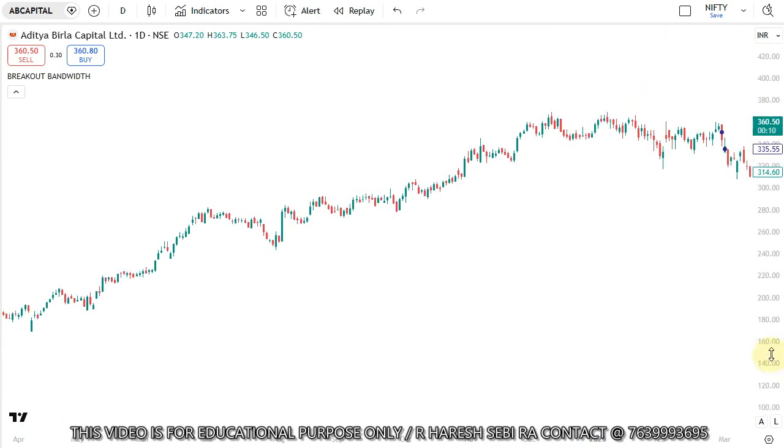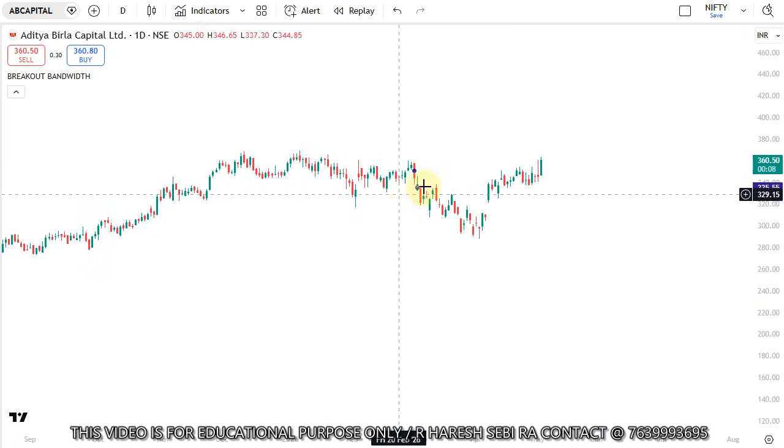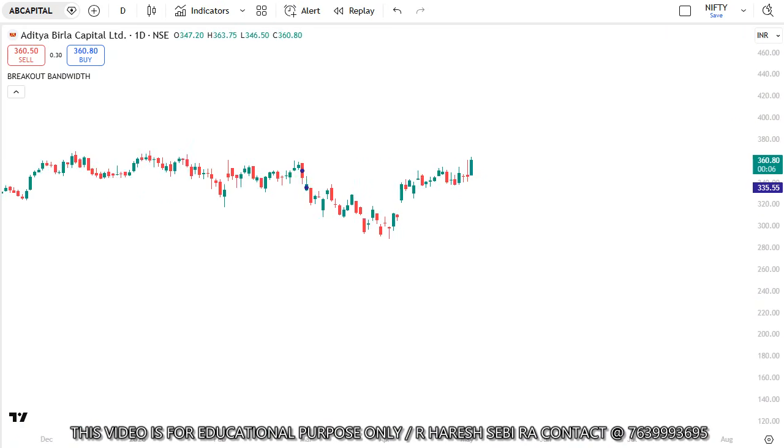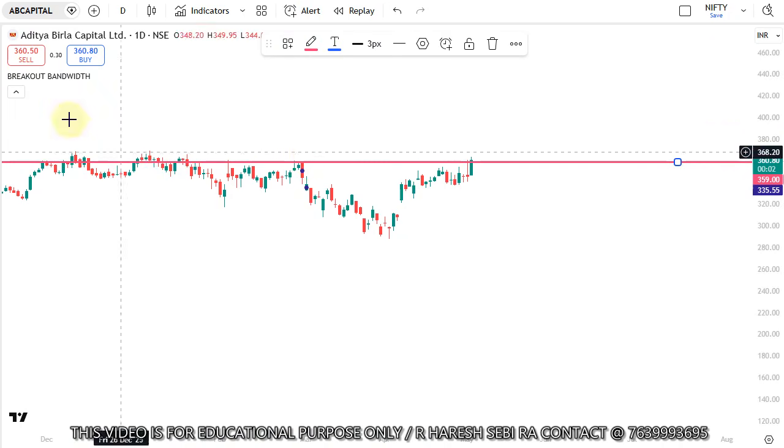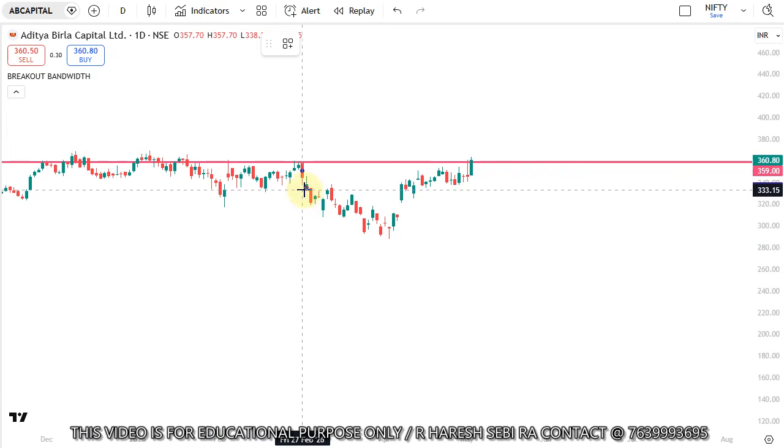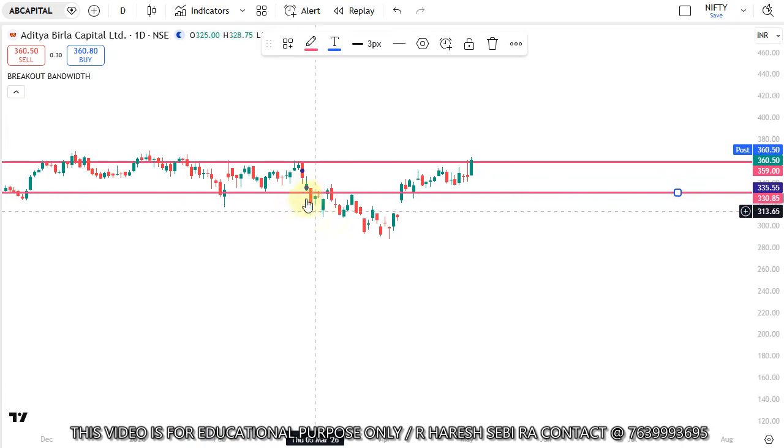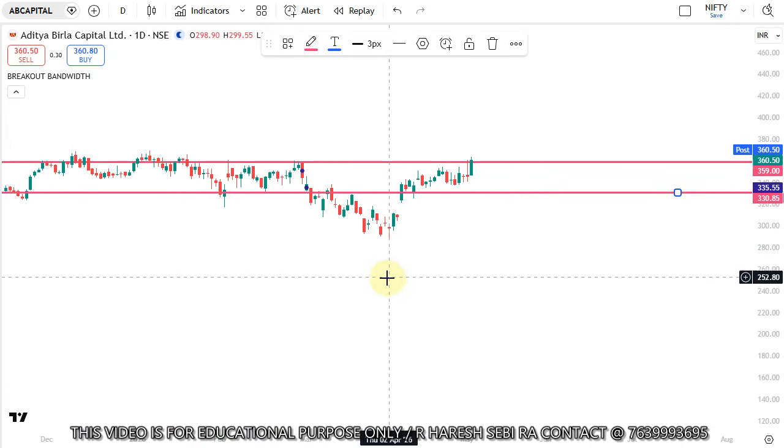In AB Capital, the consolidation area is here. Recently, we got a consolidation in AB Capital. See, the high of the consolidation area is this, low of the consolidation area is this. It broke and closed below, so we got a sell direction trade.